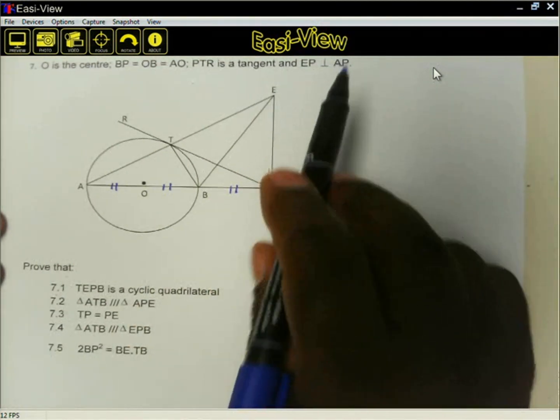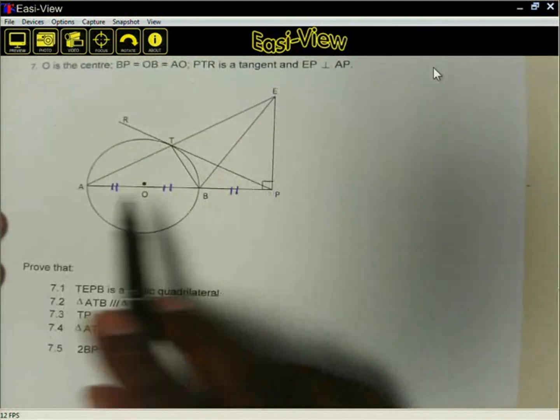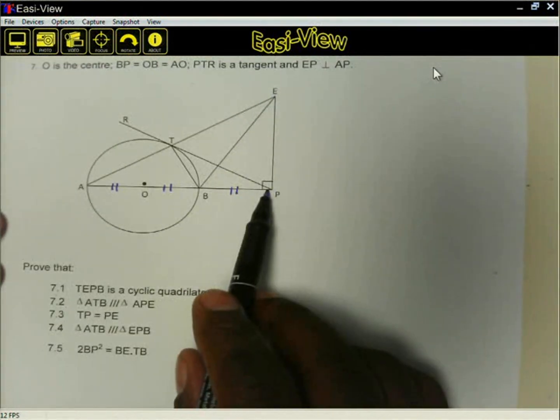EP is perpendicular to AP. Here is 90 degrees here. Thank you. Let's go to the first question.